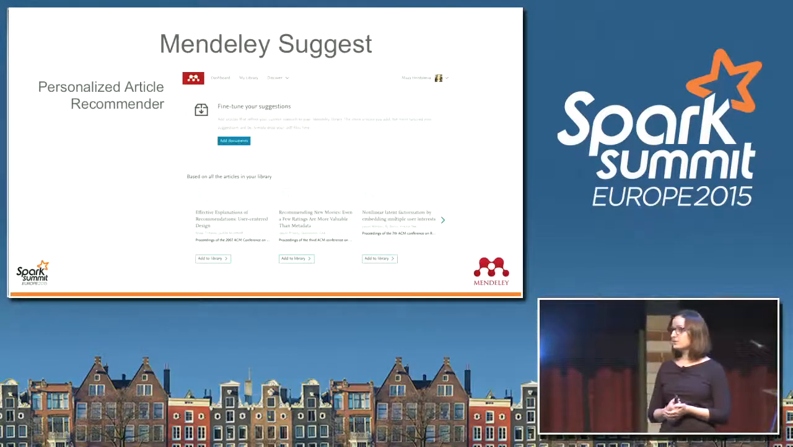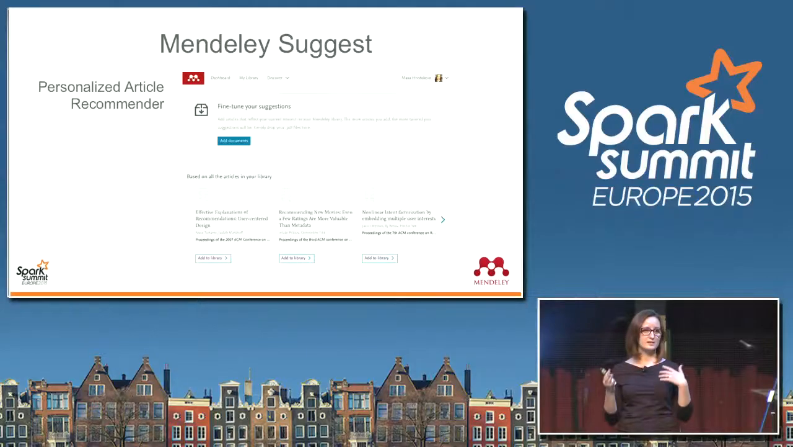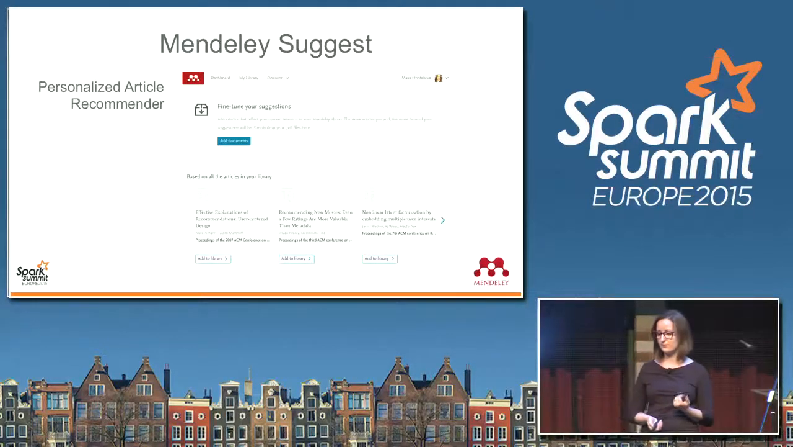One of the tools we've built for that is what we call Mendeley Suggest, and it's our personalized article recommender. Essentially, what it does is it looks into users' libraries and then recommends other related articles or relevant research that you may want to look at and read as well.